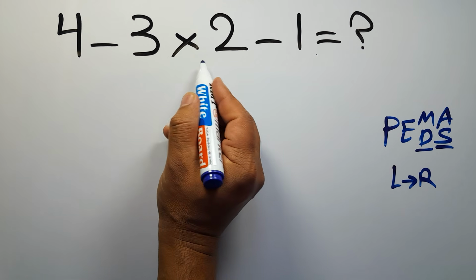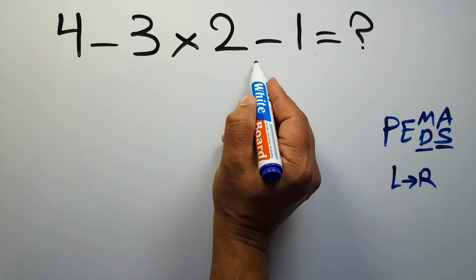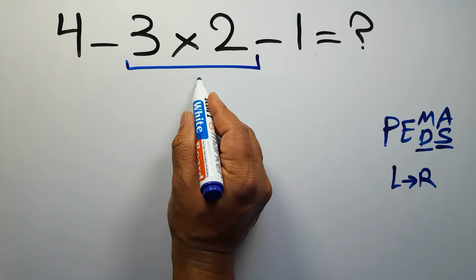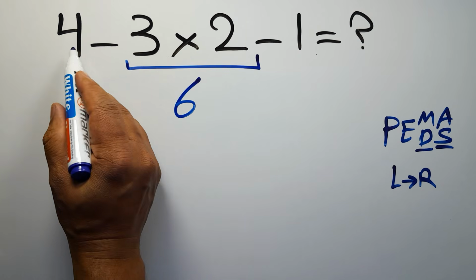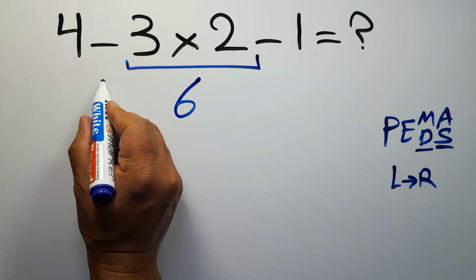So first we have to do this multiplication. 3 times 2 equals 6. So we have 4 minus 6 minus 1.